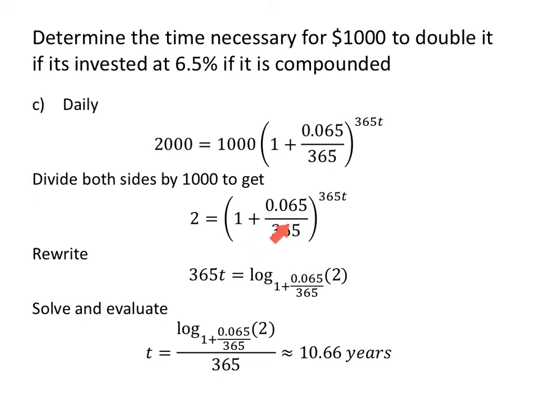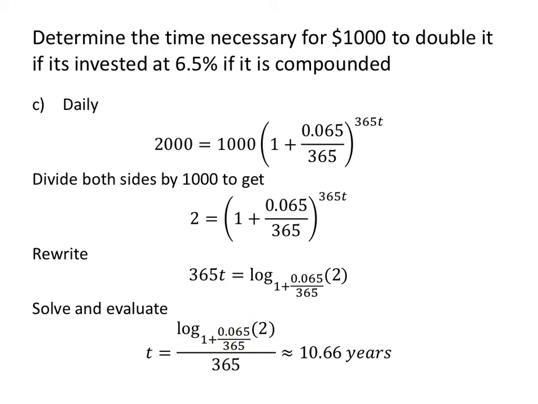My calculator can handle it. I can handle it, I guess. Let's see. 365t equals the log, base of the exponential, base of the log, of 1 plus 0.065 over 365, to get 2, to double. And I enter this into my calculator.